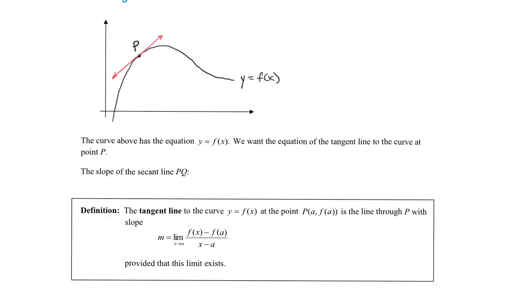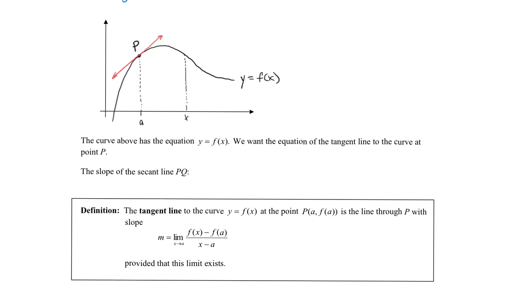So suppose we've got this curve here with the equation y equals f of x. We want the equation of the tangent line to the curve at the point P. So we've got this point P on the curve, and we want to find the equation of this tangent line here, this red line that's tangent to the curve. Well, if we want to find the equation of this line, we're going to need to know the slope of the line, but unfortunately, it's only touching at one point.